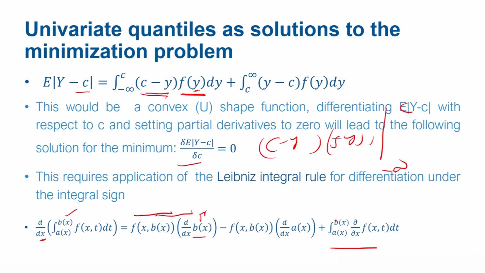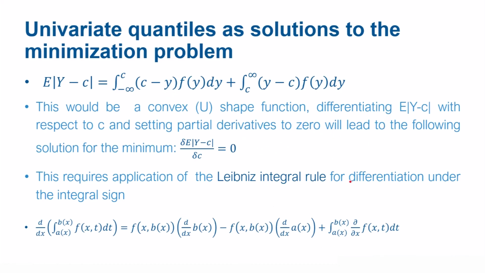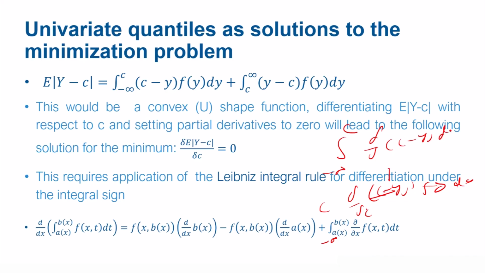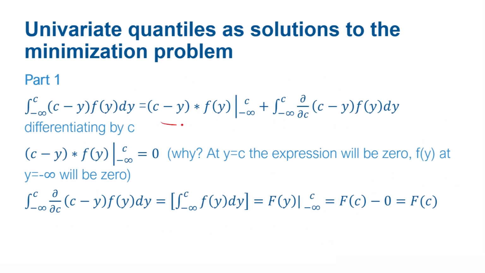What about the second term? Let's examine this. Now here, the limits are minus infinity to c. We are differentiating with respect to c, and the function is c minus y. This f(y) will be constant, f(y) dy. So when I differentiate with respect to c, I get 1. We'll leave that for some time now, but we have understood that this will be the integral from minus infinity to c of the derivative del by del c of (c minus y) f(y) dy. So this is what we are left with after applying this Leibniz rule. So we get this expression.